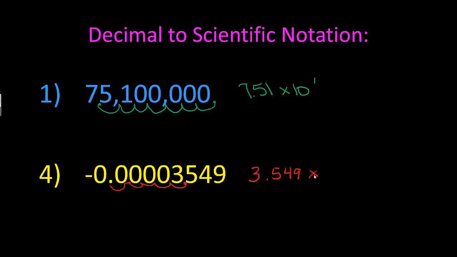So our number will be 3.549 times 10. Now the exponent is the number of spaces that I moved, and I moved it 1, 2, 3, 4, 5 places, so it'll be a 5, but I moved it to the right, which means it will be a negative number. Another clue here is if this is a very small number, then the exponent has to be negative. Now lastly, we cannot forget this negative sign in the front.